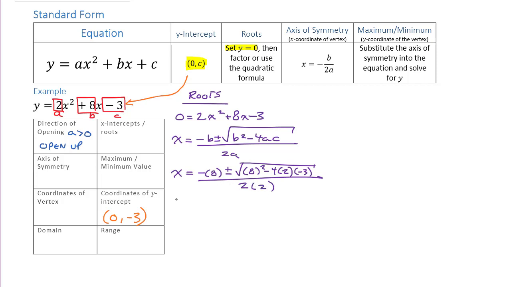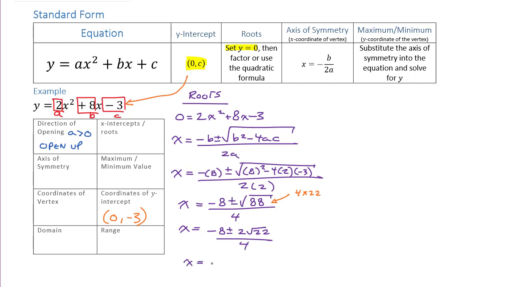Just to save some time here, you're obviously going to have the negative 8 out front, and you're going to have the divided by 4. If you calculate everything underneath the square root symbol properly, you should get 88. Now, we can write this in simplified form because 88 we can break down into 4 times 22, and the square root of 4 is 2. So I can rewrite this as negative 8 plus or minus 2 root 22, divided by 4, and then we can divide everything by 2 to reduce it.